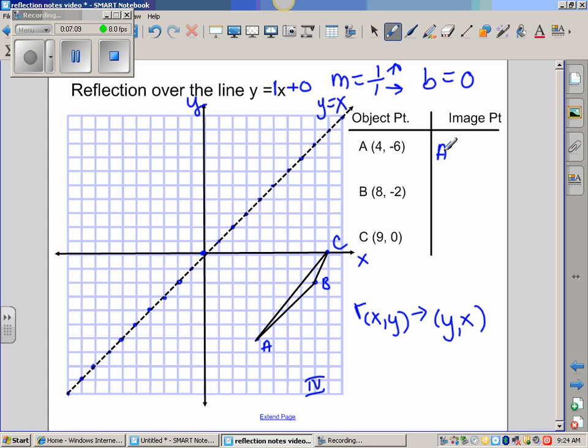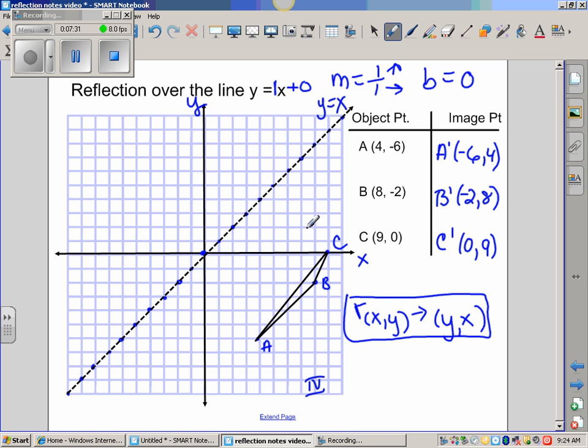So what is A prime going to be? It's going to go from 4, -6 to -6, 4. B prime is going to go from 8, -2 to -2, 8. And C prime is going to go from 9, 0 to 0, 9. It's very simple, but it's a rule you have got to memorize. It is up to you.